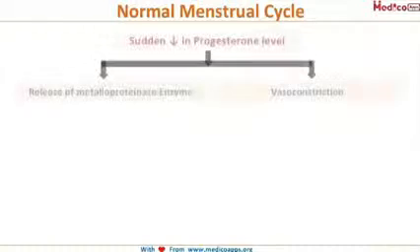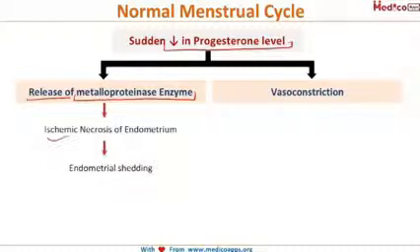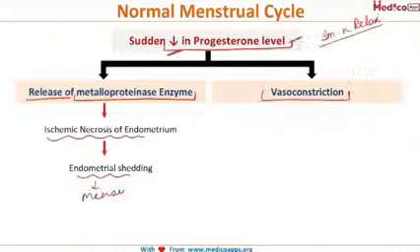Now, how does the normal menses occur? We have already seen that because of the degeneration of the corpus luteum, there will be a decrease in the level of progesterone in the body, and this will lead to the release of metalloproteinase enzymes. And this metalloproteinase enzyme causes ischemic necrosis of the endometrium and thereby shedding of the endometrium, leading to the onset of menses. Now we know that progesterone is a smooth muscle relaxant.